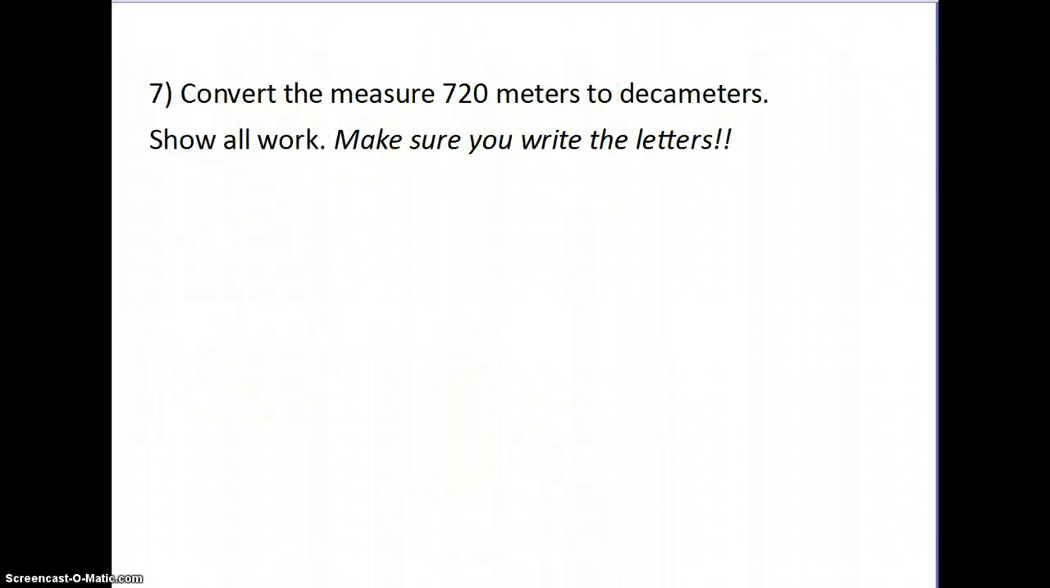The next one says, convert the measure 720 meters to decameters. Okay, we haven't worked a lot with decameters, so listen carefully. It says, show all your work and make sure you write the letters. Writing the letters is this: K, H, D, U, D, C, M. King Henry something, something, something. Okay?